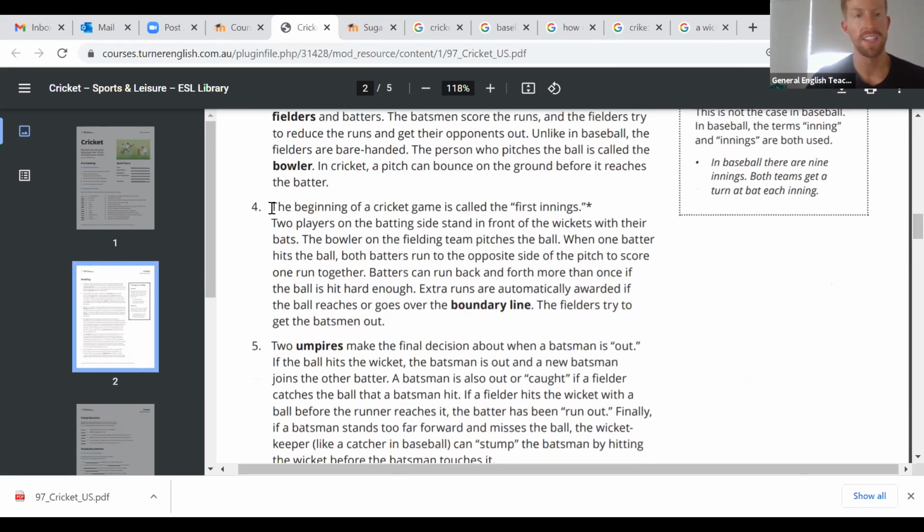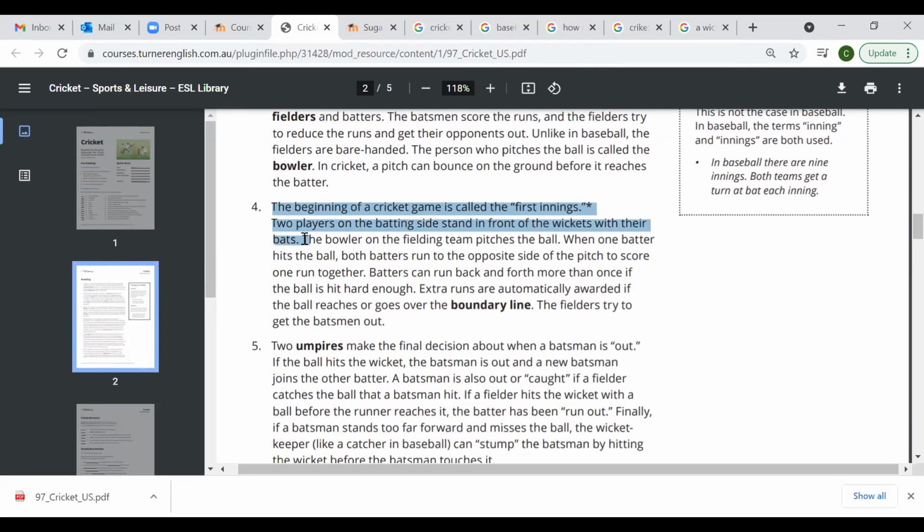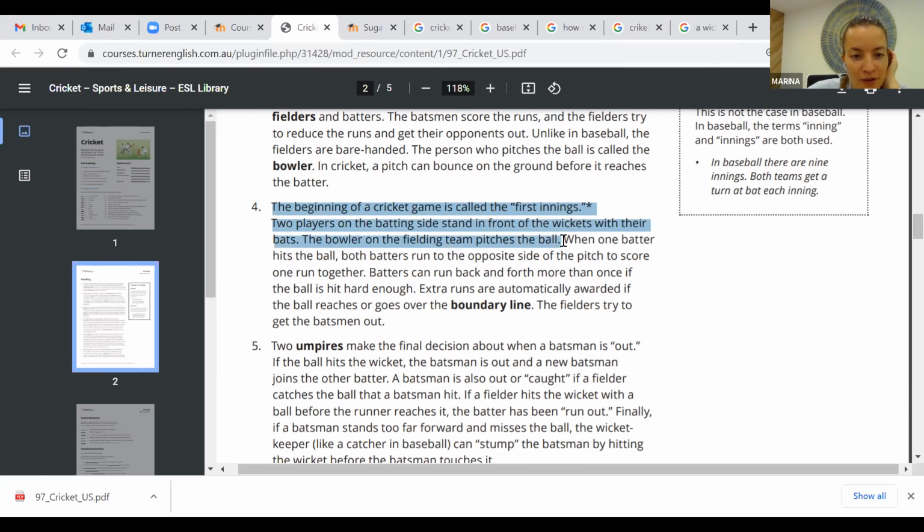Okay, next person. Arina. The beginning of a cricket game is called the first innings. Two players on the batting side stand in front of the wicket with their bats. The bowler on the fielding team pitches the ball. When one batter hits the ball, both batters run to the opposite side of the pitch to score one run together. Batters can run back and forth more than once if the ball reaches or goes over the boundary line. The fielders try to get the batsman out. Good. You read the whole thing.